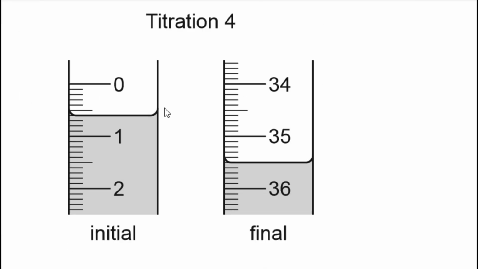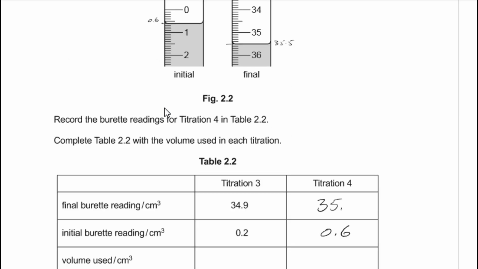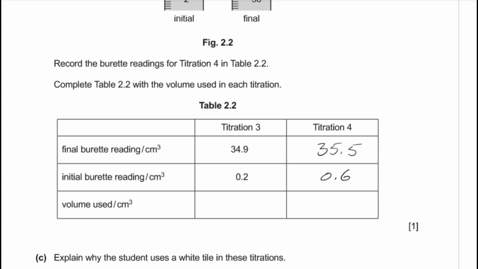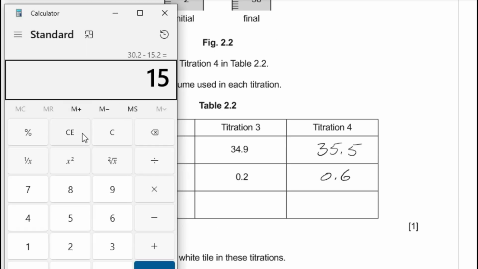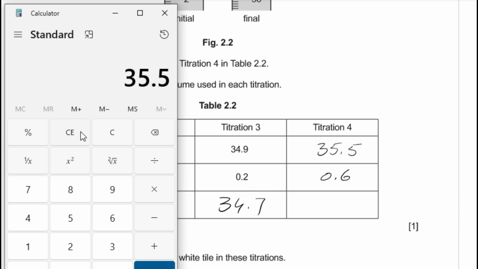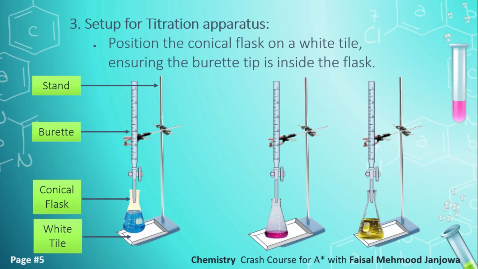In titration 4, the initial reading is 0.6, while the final reading is 35.5. Try the values in table 2.2 to calculate the volume used. Subtract the initial values from the finals. 35.5 minus 0.6 results in 34.9.